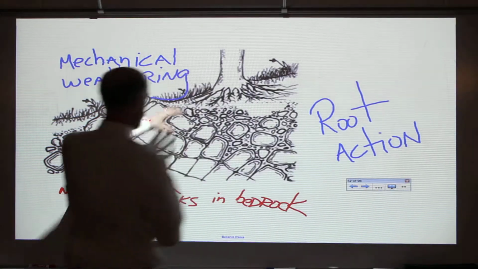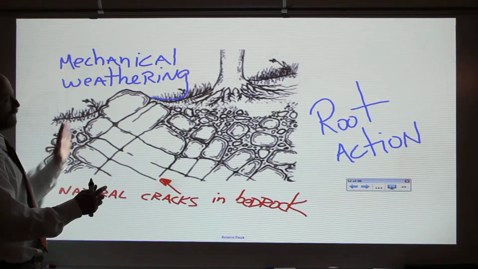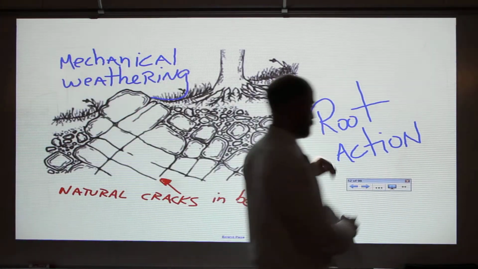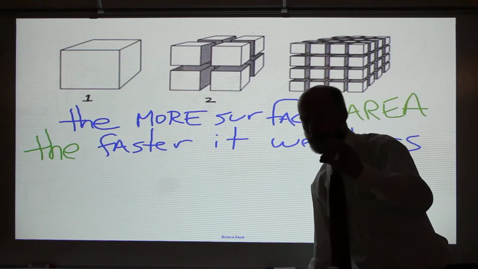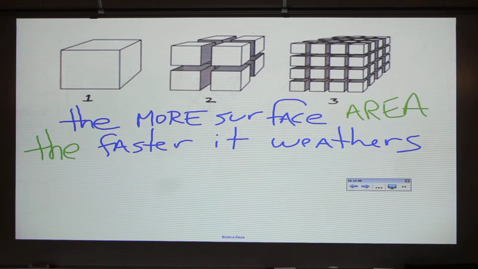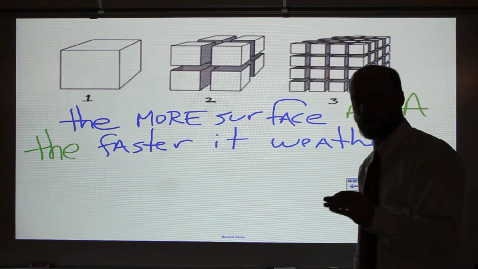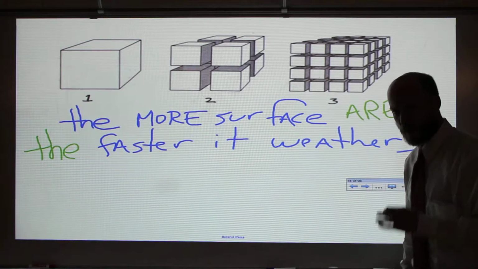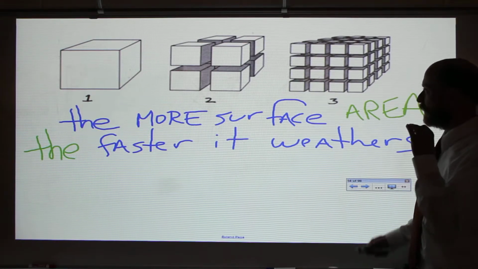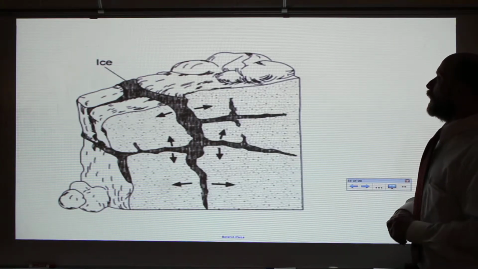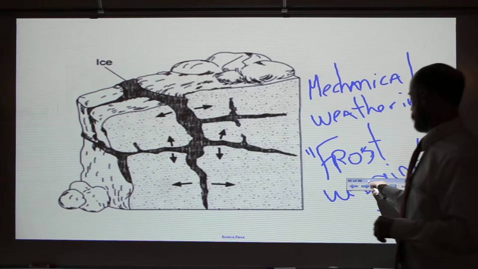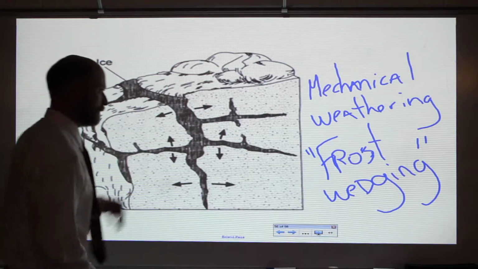Okay, mechanical weathering is the roots getting in the cracks, breaking apart the bedrock. It's a type of mechanical weathering called root action. This, pause, copy this down. Okay, at this point again, the more surface area, the faster weathering will occur, the more in total, be it chemical and physical weathering. Pause it, copy this down.